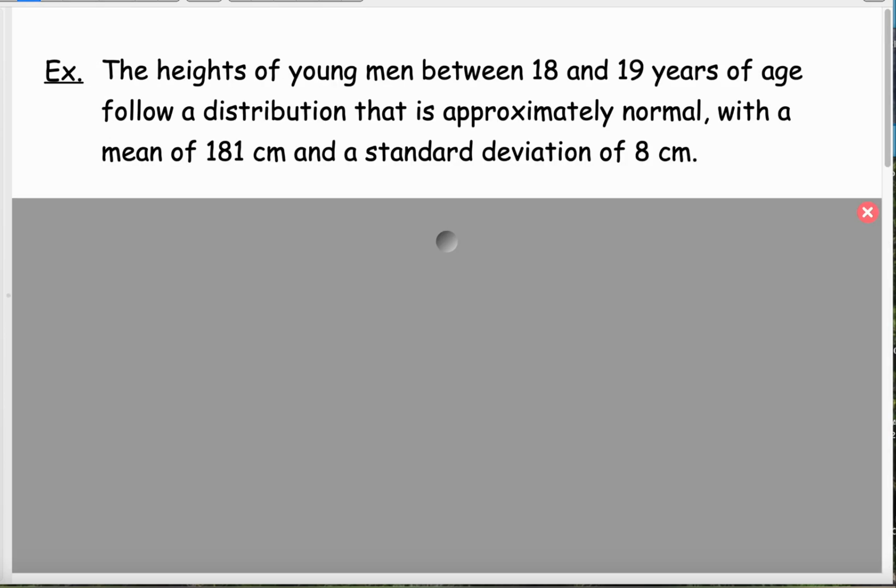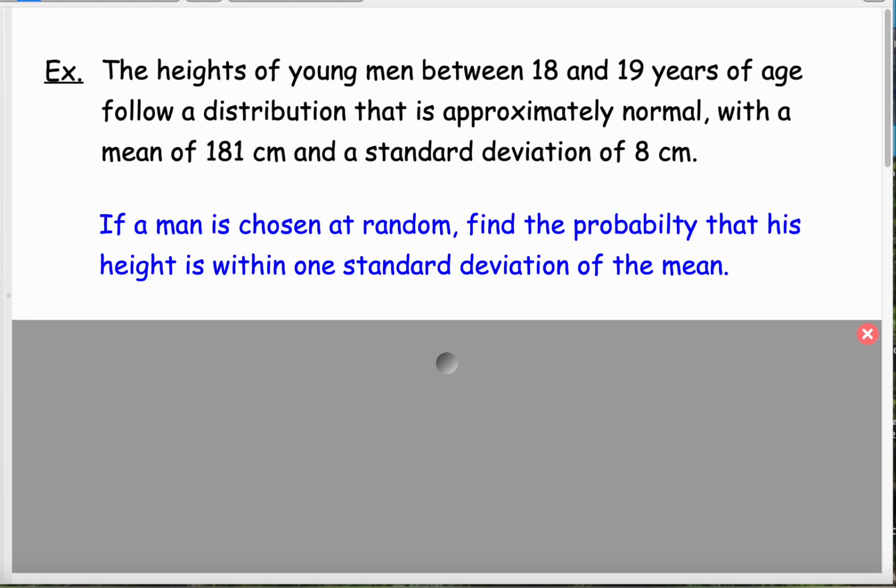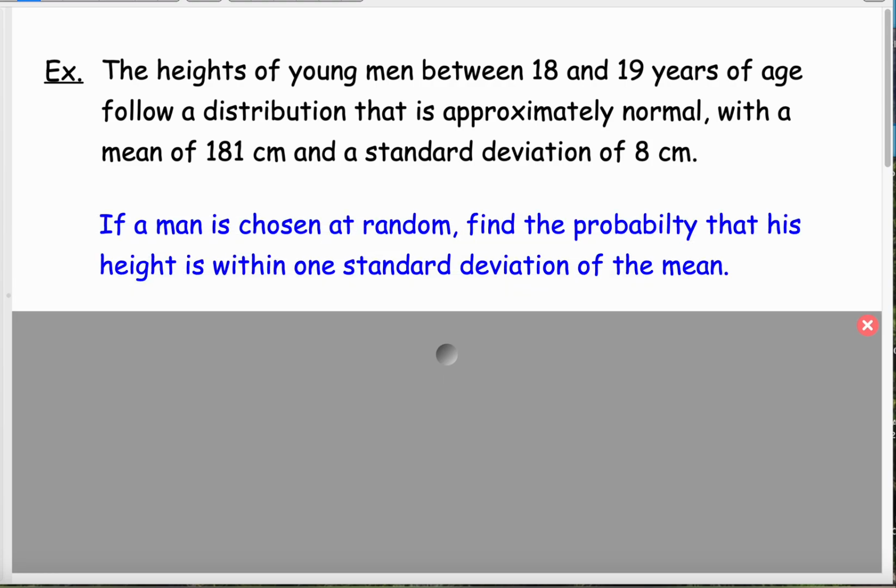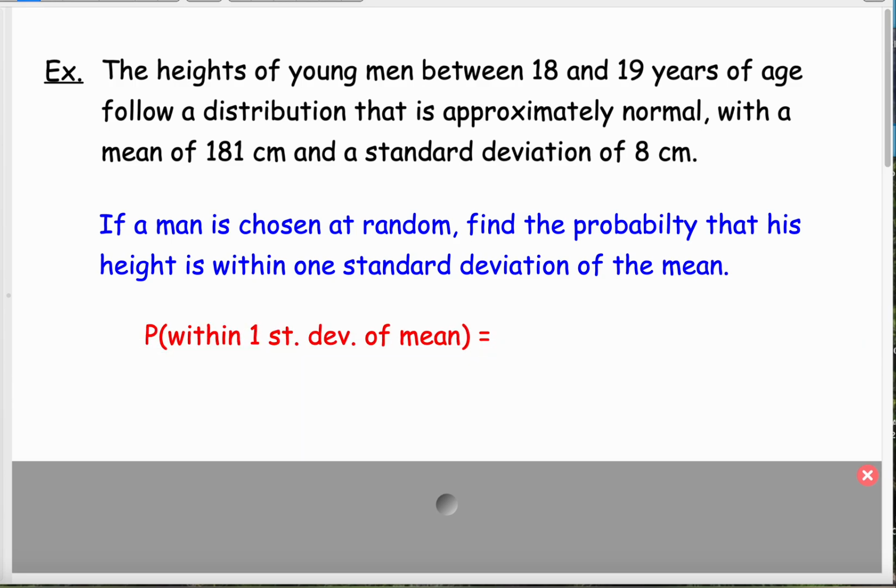All right. So let's do a few examples. The heights of young men between ages 18 and 19 follow a distribution that's approximately normal, with a mean of 181 centimeters and a standard deviation of 8 centimeters. If a man is chosen at random, find the probability that his height is within one standard deviation of the mean. Now, I just gave you the percentages and what this should equal, but let's see how we would calculate it.